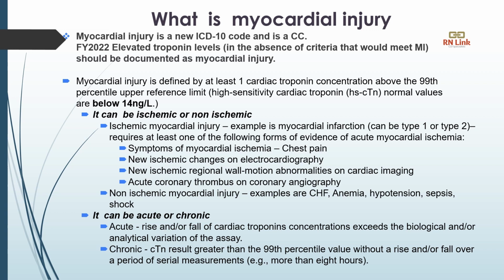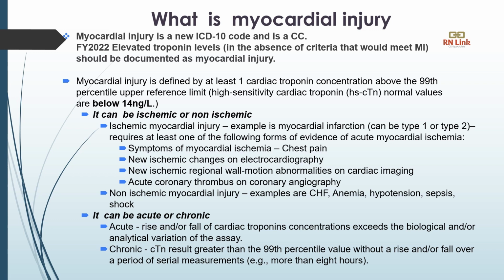Ischemic myocardial injury, an example being myocardial infarction, can be type 1 or type 2, and requires at least one of the following forms of evidence of acute myocardial ischemia. Symptoms of myocardial ischemia: chest pain. New ischemic changes on electrocardiography. New ischemic regional wall motion abnormalities on cardiac imaging. Acute coronary thrombus on coronary angiography.